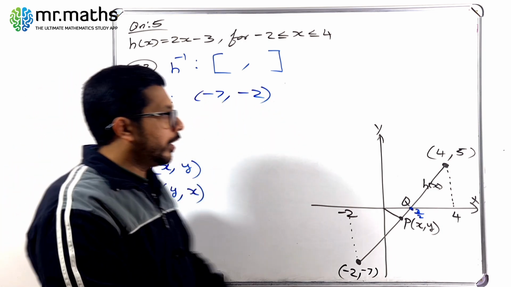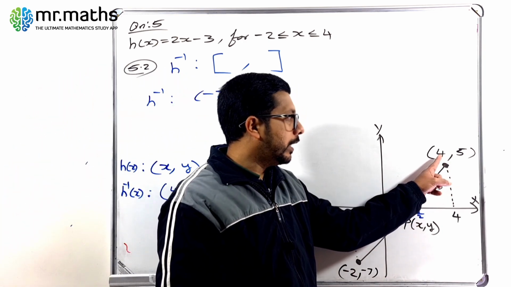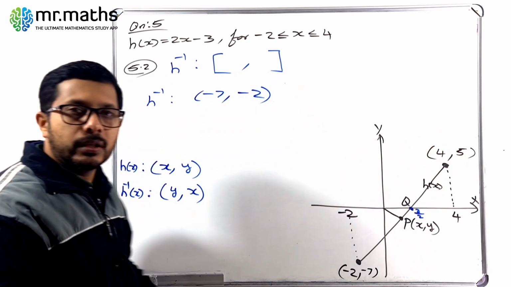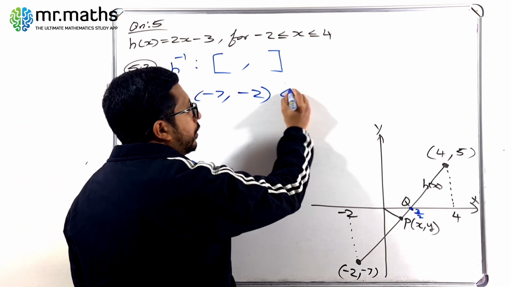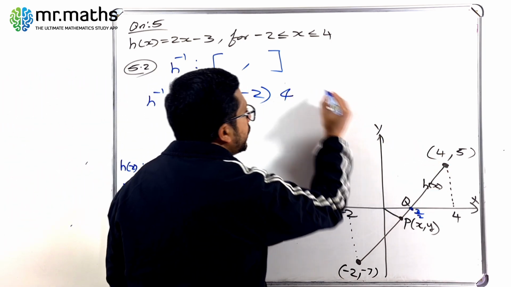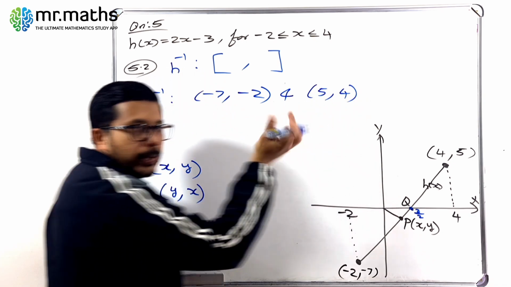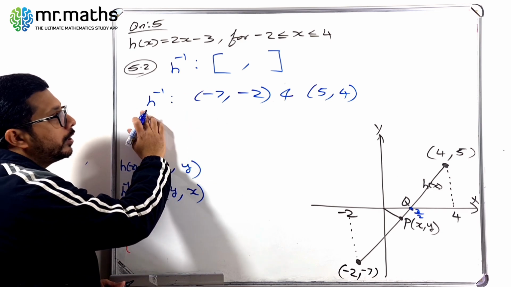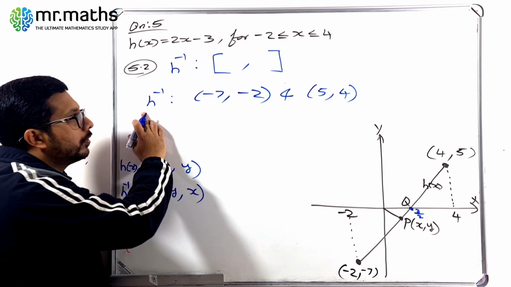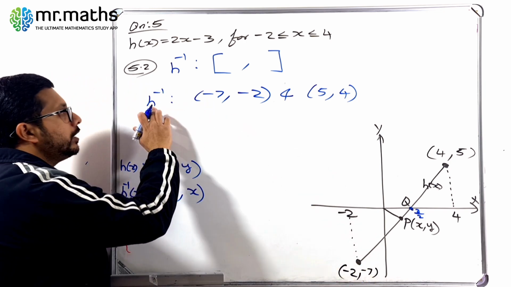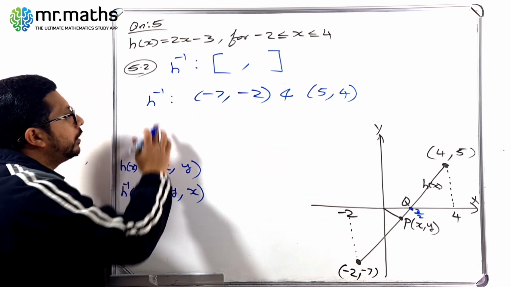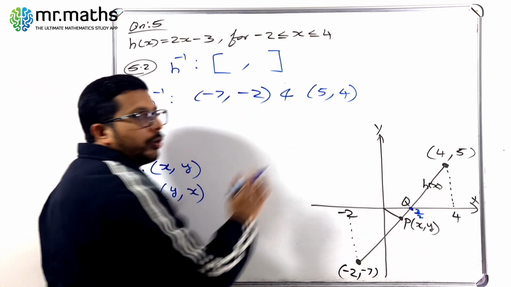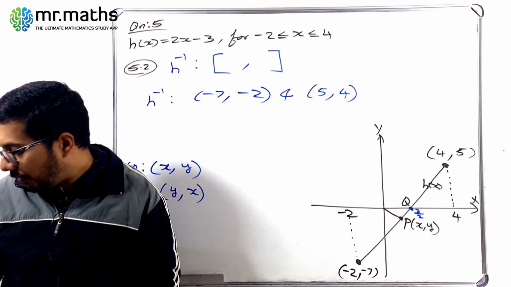Okay, and the last point in h of x is 4 comma 5. So what about h inverse? You have to swap x and y. That means in h inverse, this point is going to be 5 comma 4. So this is the corresponding coordinate of the h inverse graph. Minus 2 comma minus 7 in h of x becomes minus 7 comma minus 2 in h inverse, and 4 comma 5 becomes 5 comma 4.